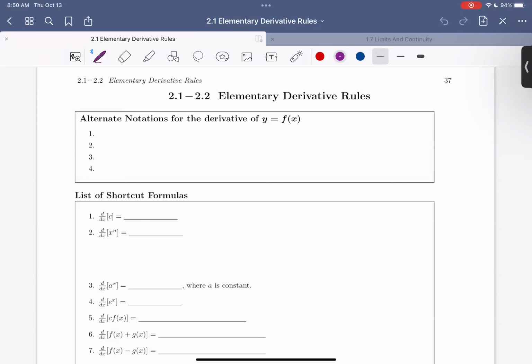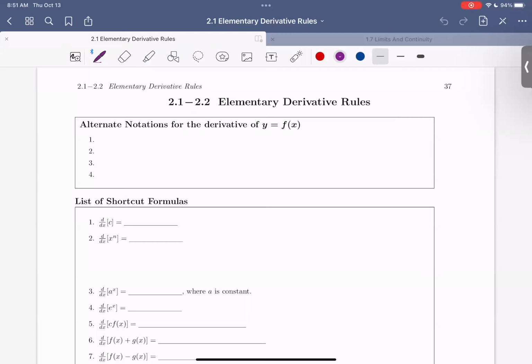Hello, everyone. In this video, we're going to get started on sections 2.1 and 2.2 in our notes on the elementary derivative rules. We're looking at these two sections at once because many texts and resources chunk up some of these shortcut formulas or elementary derivative rules into two parts. In this class, we're going to look at all of them together.